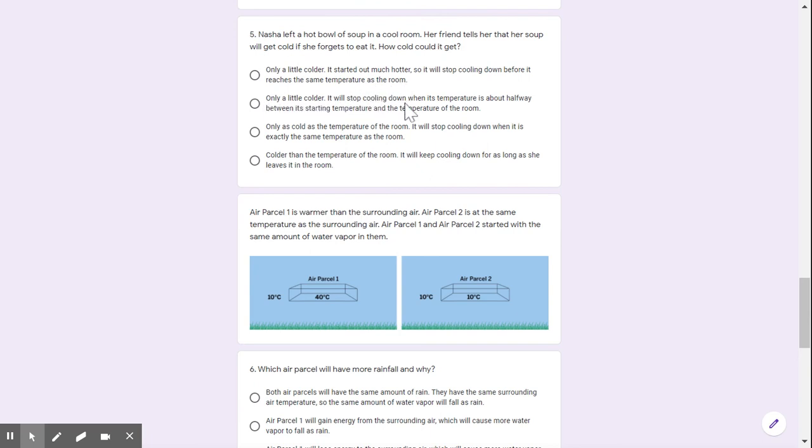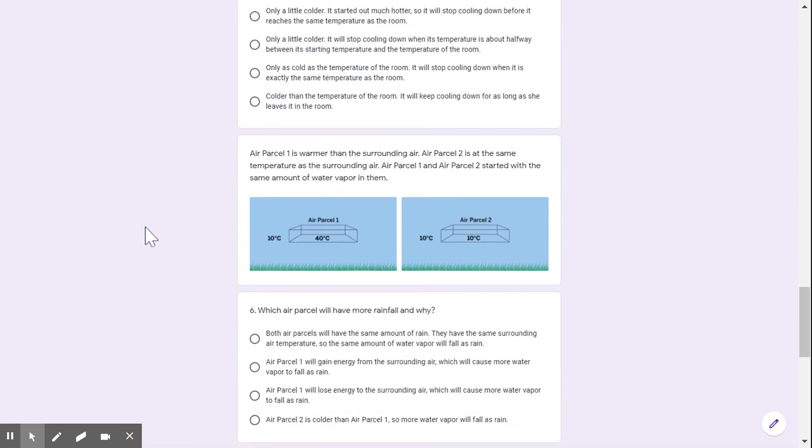Only a little colder. It will stop cooling down when its temperature is about halfway between its starting temperature and the temperature of the room. Only as cold as the temperature of the room. It will stop cooling down when it is exactly the same temperature of the room. Colder than the temperature of the room. It will keep cooling down for as long as she leaves the room.